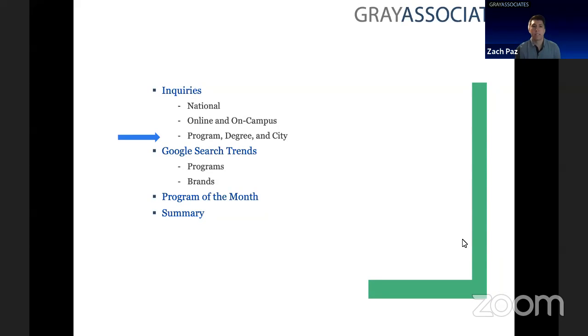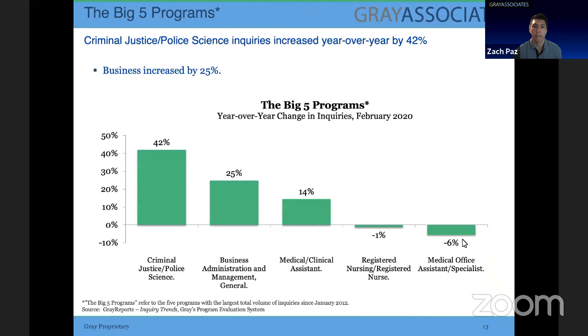So what does this look like by program, degree, and city? Let's start with the big five. These are 5 of the largest programs in our database, and we're just comparing the year-over-year trends in February. The largest growth happened with criminal justice, police science, at 42% growth. Business administration also grew 25%.